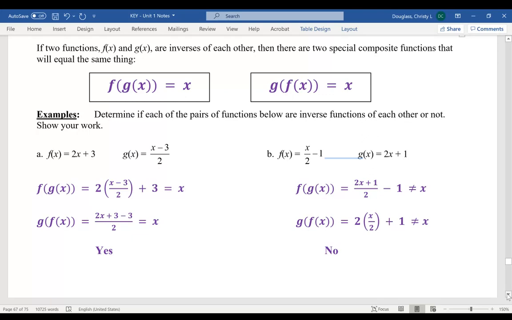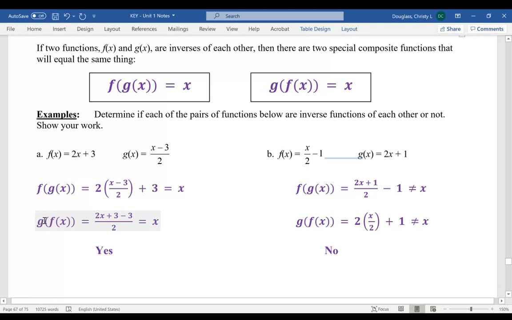In part A, first I will see if these are inverses by substituting the g function inside the f function. So in place of x, I replace it with g of x. When I simplify this and cancel out the 2's and the minus 3 and the plus 3, I end up with just x. That's a good start.